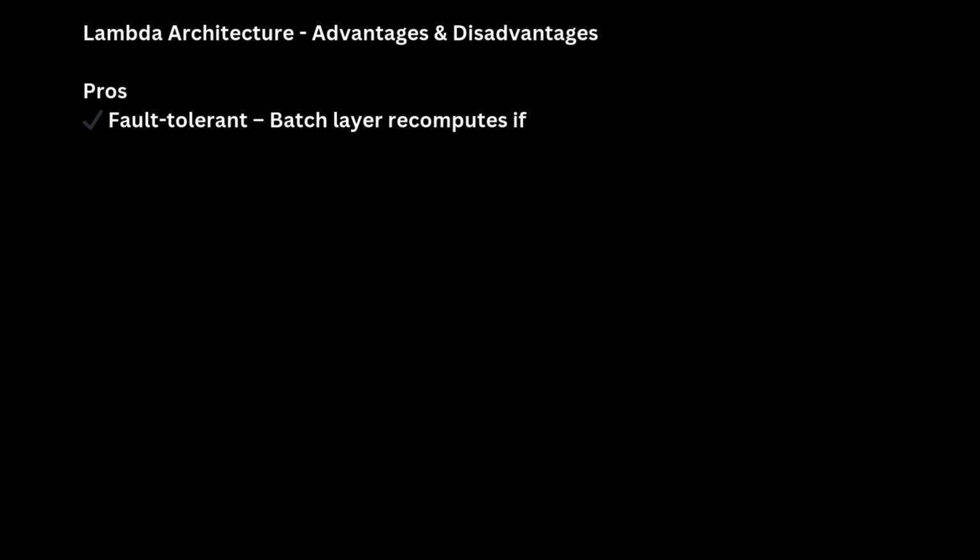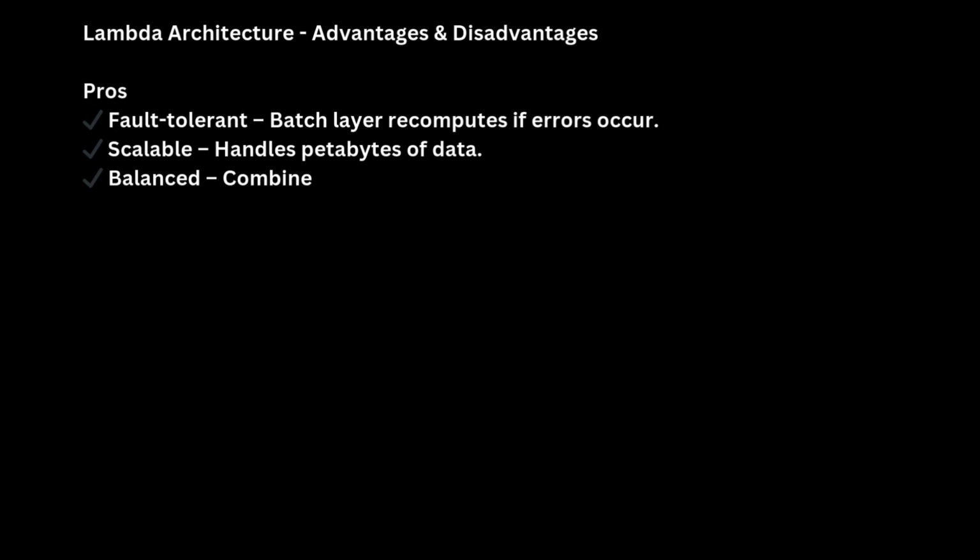Advantages and disadvantages of Lambda architecture. Pros: fault-tolerant, batch layer recomputes if errors occur. Scalable, handles petabytes of data. Balanced, combines accuracy, batch, plus speed, real-time.